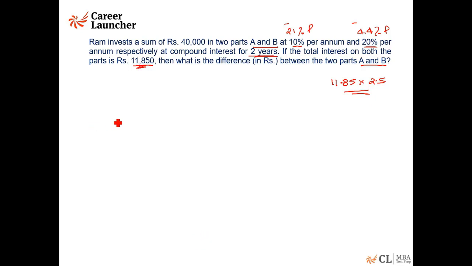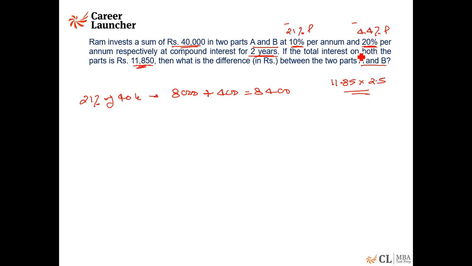Now, the alternate approach is, what if the entire 40,000 was at 10% per annum? What is the interest you would have received? 21% of 40,000. What is 21% of 40,000? 20% is 8,000. 1% is 400. So this is 8,400.